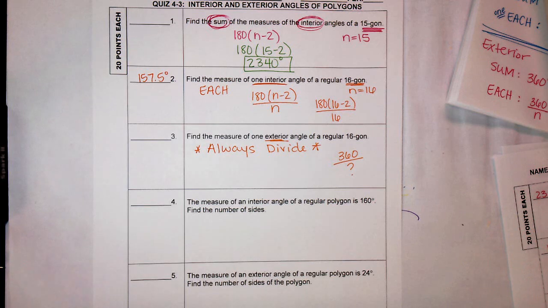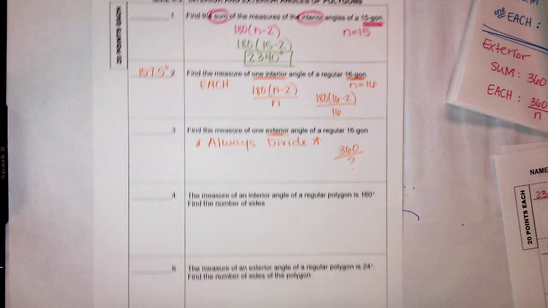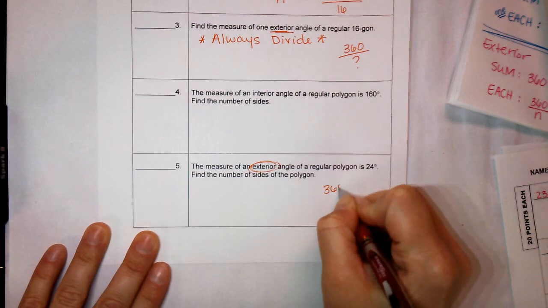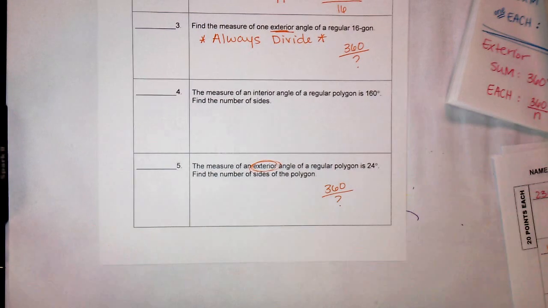And then on number 5, if you look at number 5, it's also exterior. So I would do 360 divided by whatever they give me. Now, number 4, let's set 4 up, and then I'll stop talking and I'll let you all work.